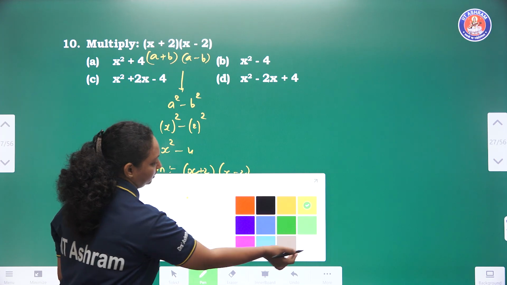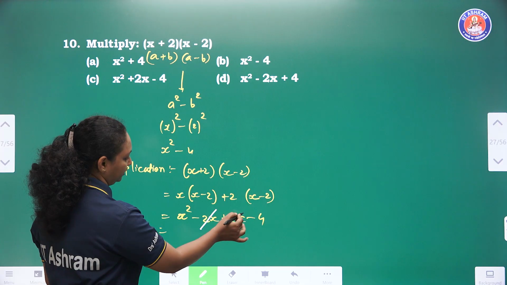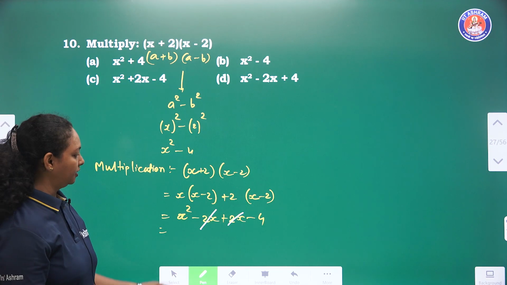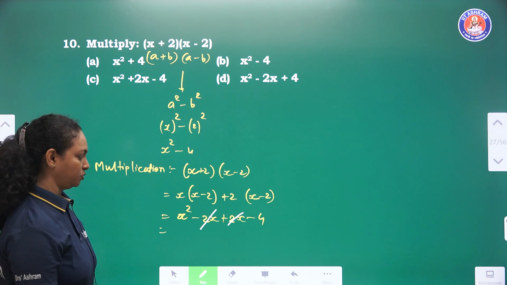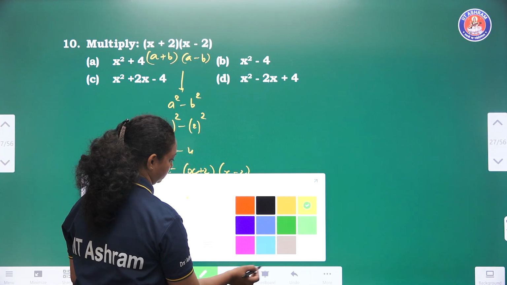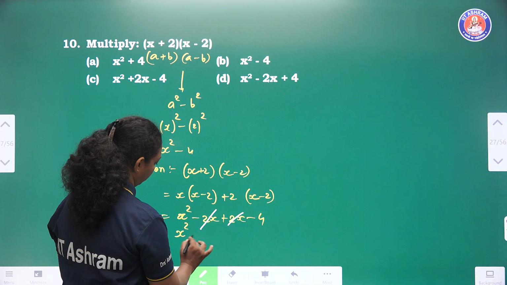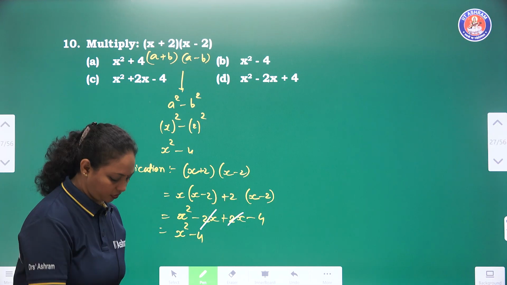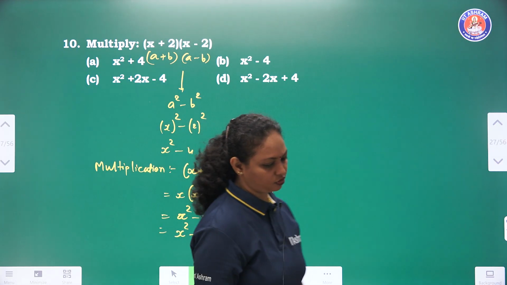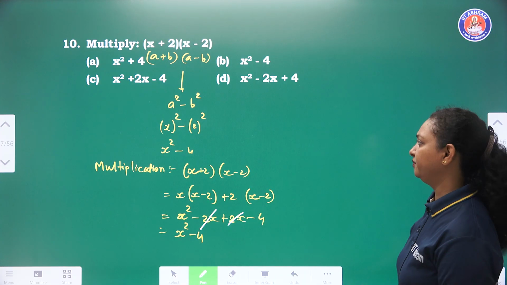So as we know, minus 2x and plus 2x are opposite of each other, so they can be cancelled out. So now we are just left with what? x square minus 4. So you can adopt either way. It's not taking much time, but if you know the identity, you will get the answer faster.